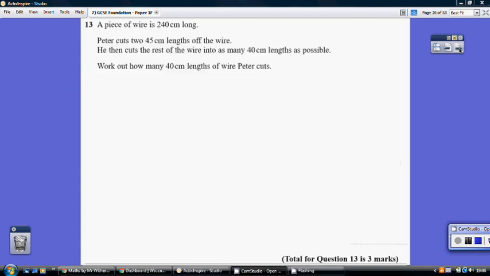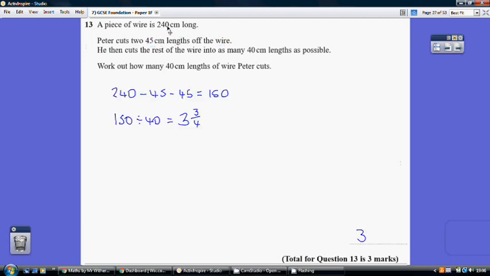Question 13. So Peter cuts 2 45cm lengths off the wire. So we're going to cut 2 lots of 45 off this 240. So 240, take away 45, take away 45 leaves us with 150 centimetres. Now how many 40cm lengths can we get? Well, 150 divided by 40 is 3 3/4. So we can cut off 3 lengths of 40cm wire, quite a bit left over, but we can only get 3 full 40cm lengths.